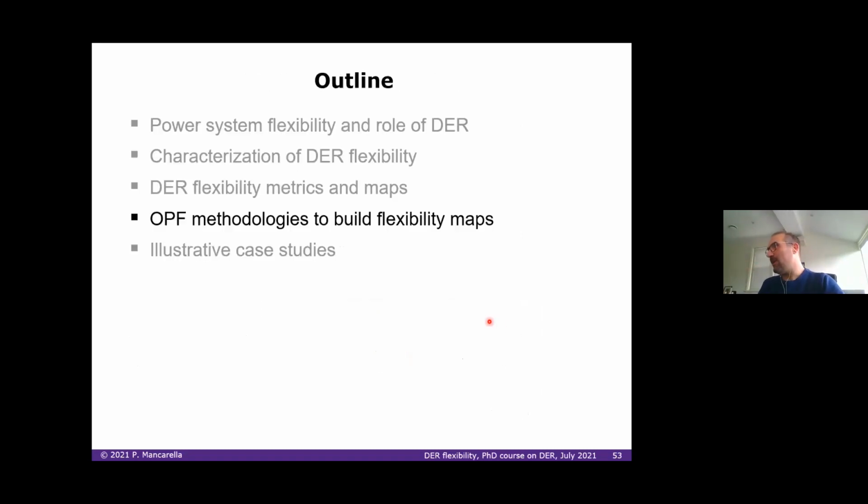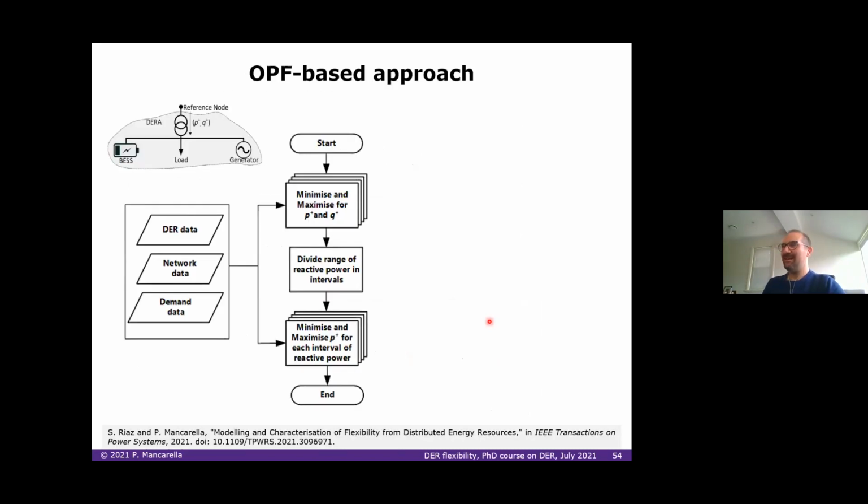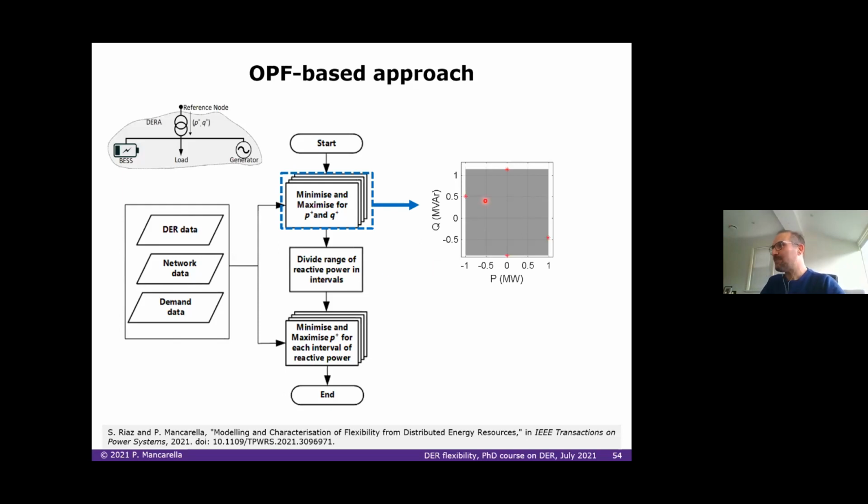Now, how would we build these maps? There are different ways. One is by optimal power flow. So for example, what you would do here, you look at the resources here, and then you look for finding the extreme points in terms of active and reactive power of these aggregates. So you look for minimizing and maximizing the power flows in terms of active and reactive power. So effectively in the PQ map, you identify some extreme points.